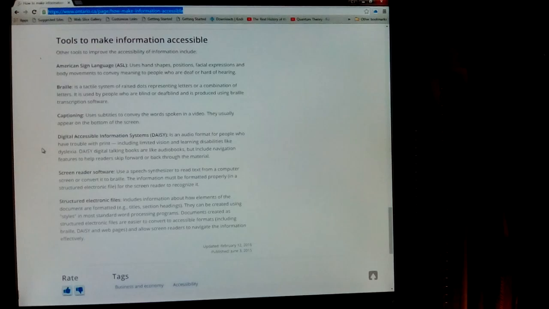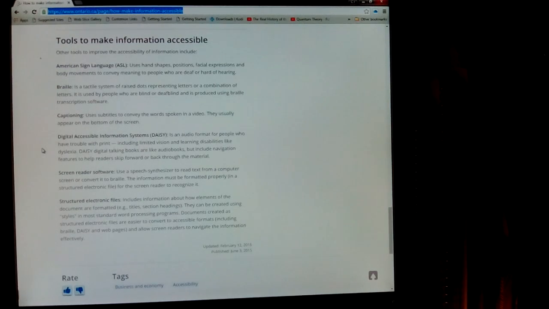Tools to make information accessible. Other tools to improve the accessibility of information include American Sign Language, ASL, which uses hand shapes, positions, facial expressions, and body movements to convey meaning to people who are deaf or hard of hearing. Braille is a tactile system of raised dots representing letters or combinations of letters. It is used by people who are blind or deafblind and is produced using Braille transcription software.